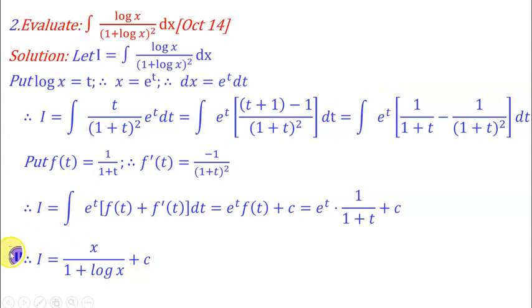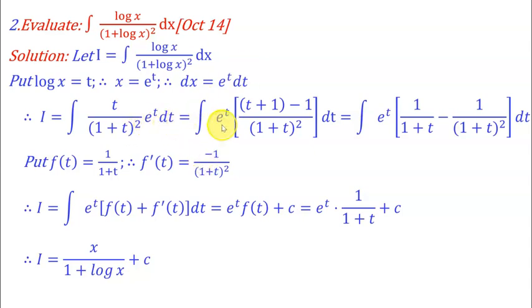Now the next. Evaluate the integral of log of x upon 1 plus log of x, bracket square, into dx. This example was asked in the October 14 examination. Let log of x is equal to t. Therefore, you will get x is equal to e raised to t. Differentiate this. Therefore, dx is equal to e raised to t into dt. Now, substitute here the value of dx as e raised to t into dt. Log of x is t. Log of x is t. That is 1 plus t, bracket square. That is t upon 1 plus t, bracket square, into e raised to t into dt.